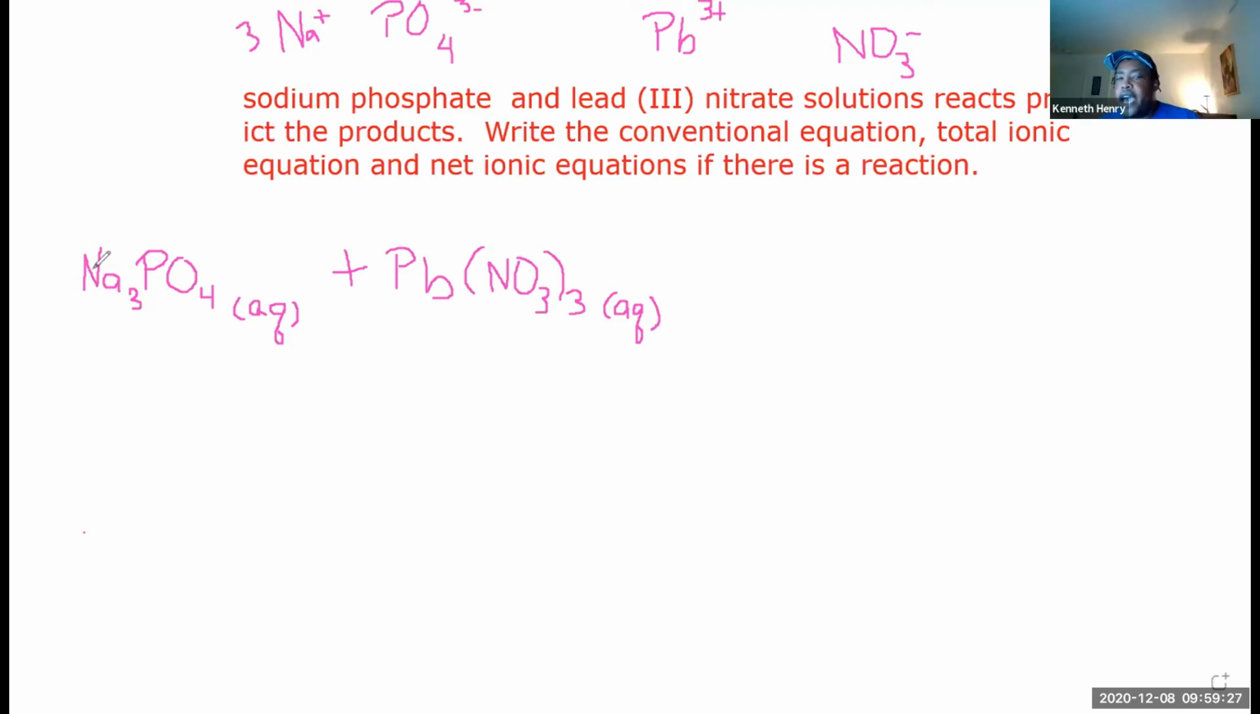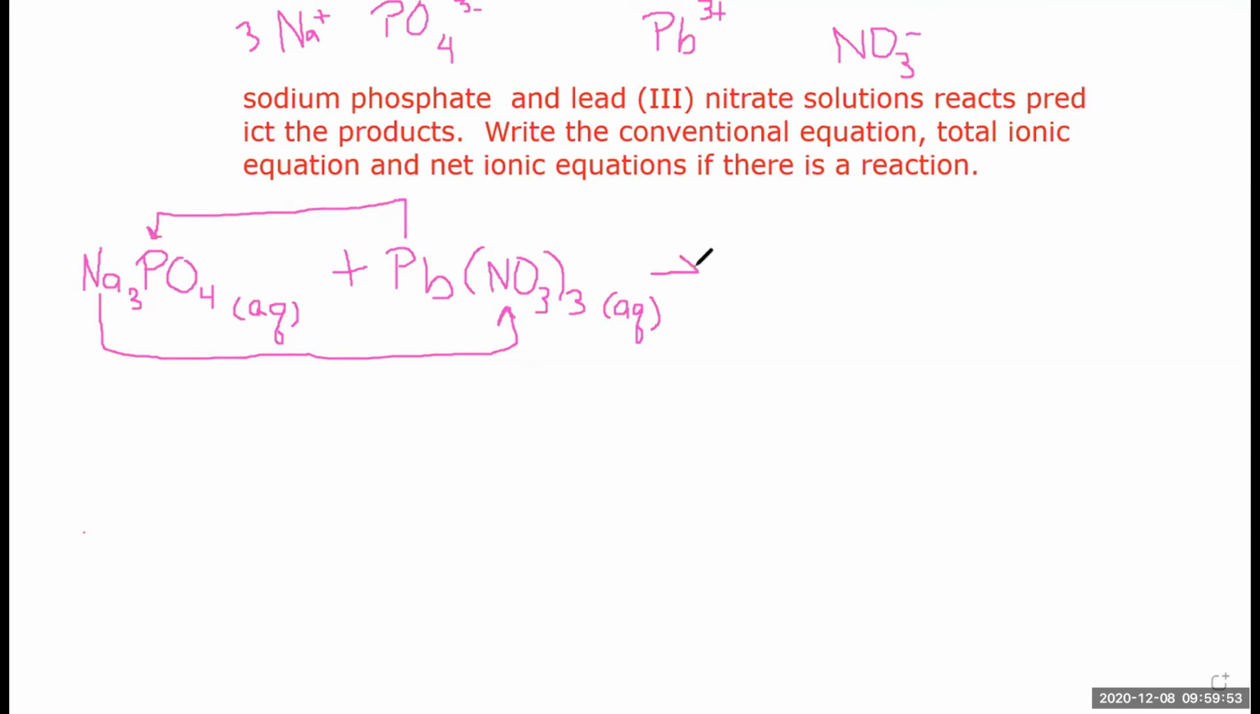So double replacement is a swingers reaction, and basically you're going to be switching partners. Now your cation, what is a cation again? Positive charge. So a cation is going to replace a cation, and an anion is going to replace an anion. So sodium is going to hook up with nitrate, and lead is going to hook up with phosphate.